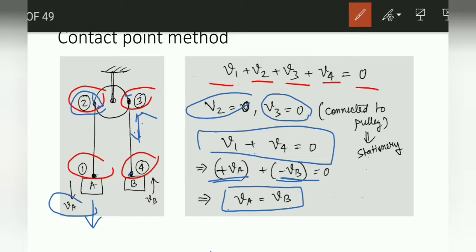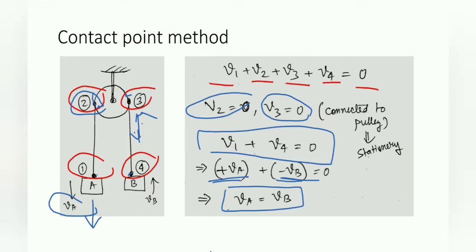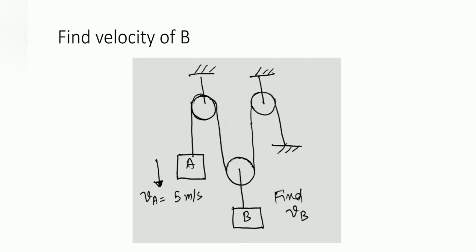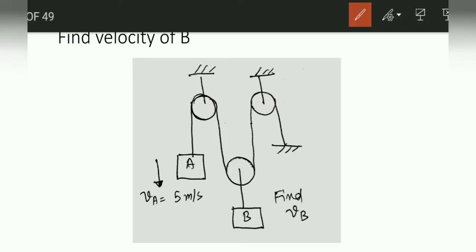So this was just an illustration for a very simple problem. Now we will start applying this to more complex problems. Find the velocity of B. We have been given the velocity of A as 5 meters per second. See, there are two fixed pulleys and there is a movable pulley here. Now we are required to find the velocity of B.